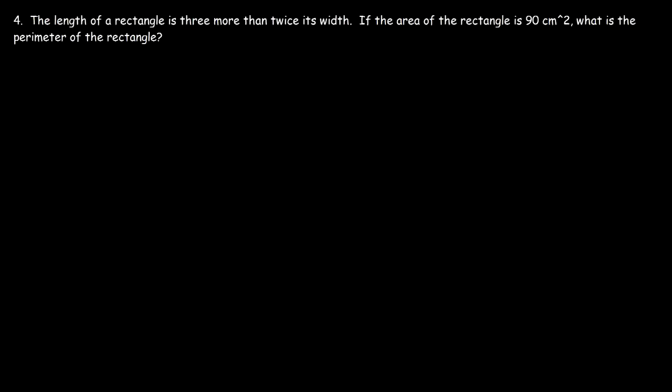So this problem is going to be the last problem for this video. So it goes like this. The length of a rectangle is 3 more than twice its width. If the area of the rectangle is 90 square centimeters, what is the perimeter of the rectangle? So let's draw a picture.